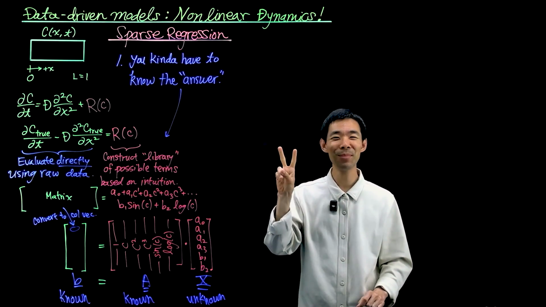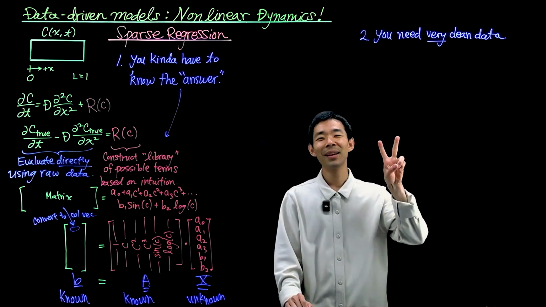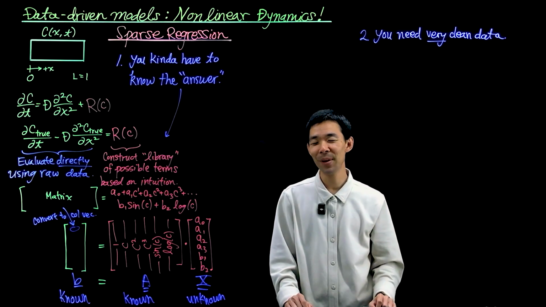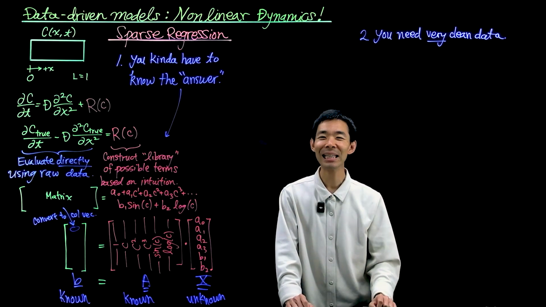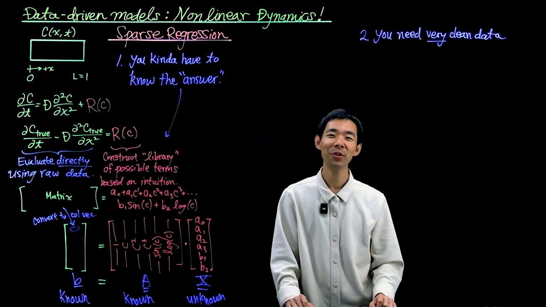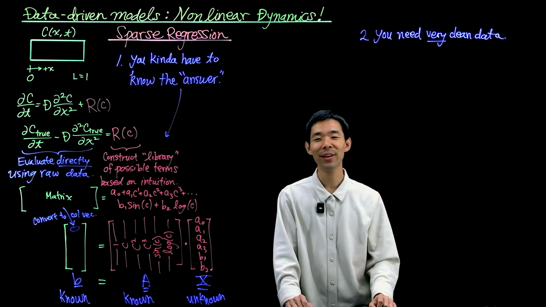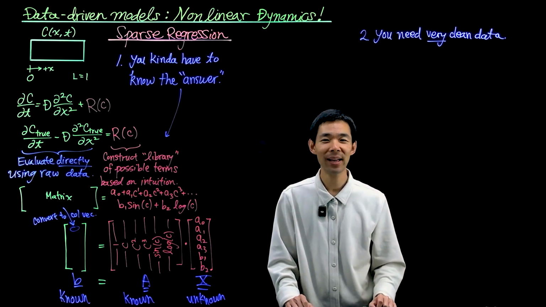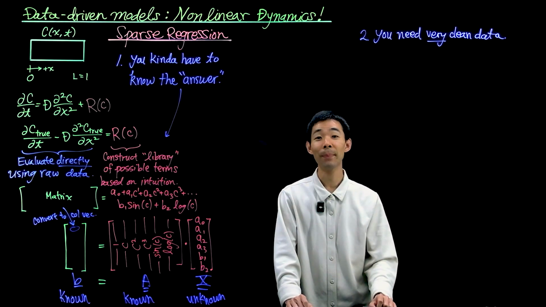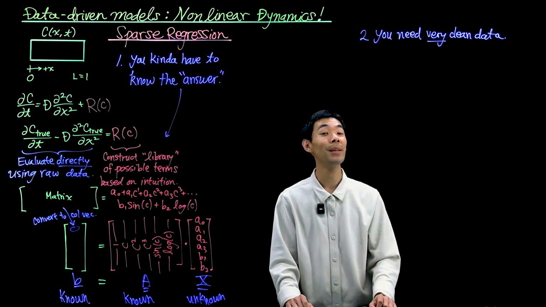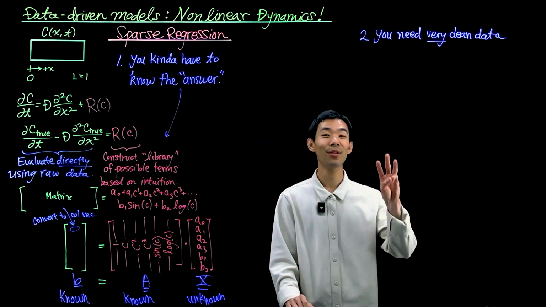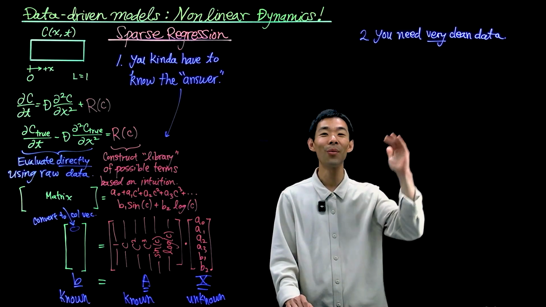Okay, comment number 2. Comment number 2 is a big one for you to remember. You need very clean data. Your experiments, your simulations, whatever data set or measurement you're making, must be resolved spatially and temporally, and it needs to be clean. There are actually 3 subpoints underneath this.